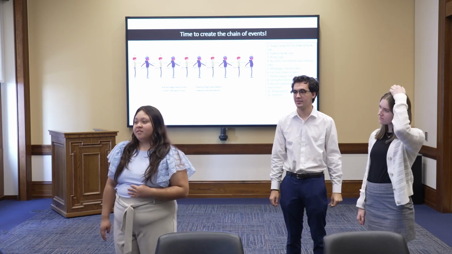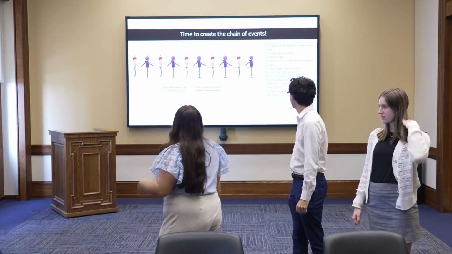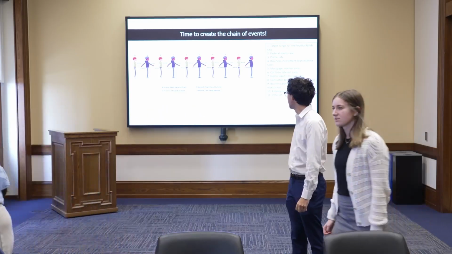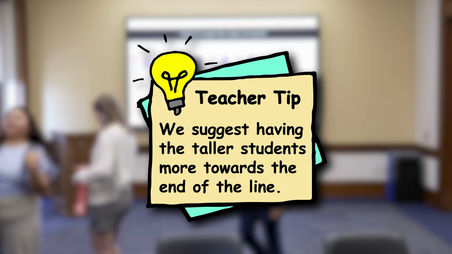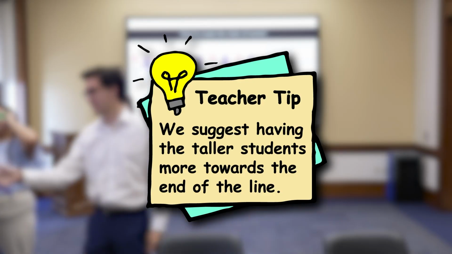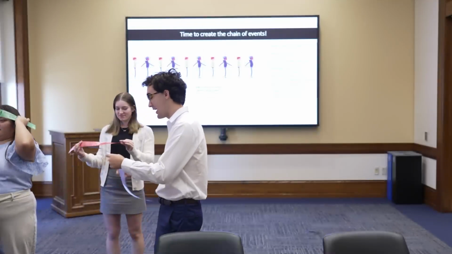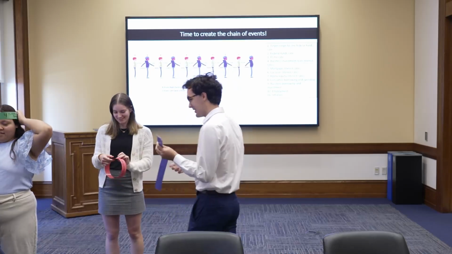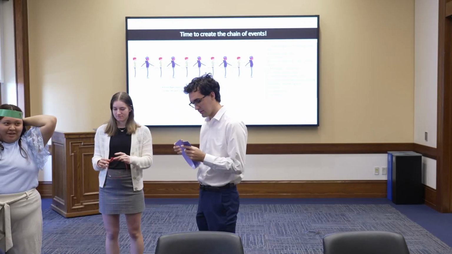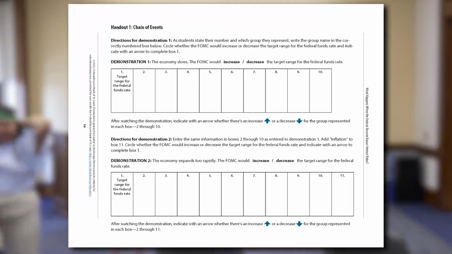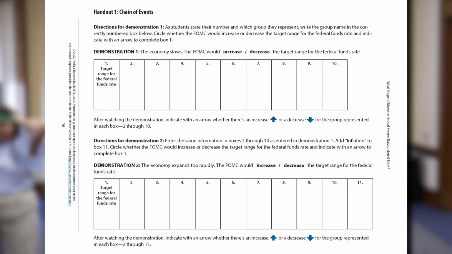You'll need to ask for 10 volunteers. Then give each volunteer a headband. Here's a teacher tip: we suggest having the taller students more towards the end of the line. Instruct students to wrap the headband around their head and staple or tape it to fasten it. As the volunteers are getting ready, hand a copy of Handout 1, Chain of Events, to all the other students who are not participating in the activity.